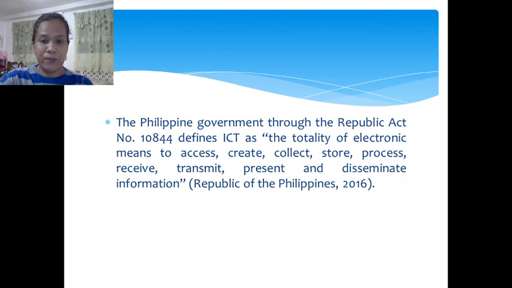The Philippine government, through Republic Act 10844, defines ICT as the totality of electronic means of access, create, collect, store, process, receive, transmit, present, and disseminate information.